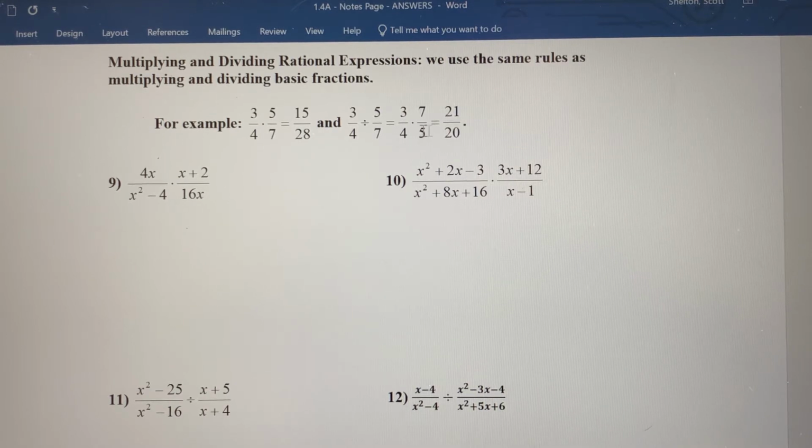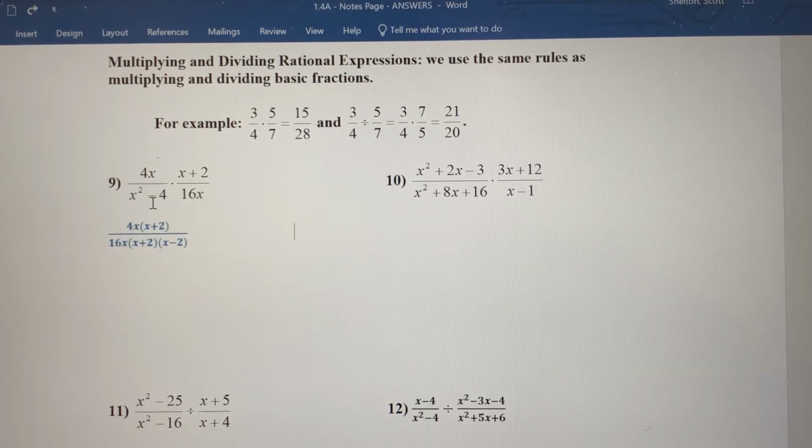Now, neither of these fractions could be simplified, but you always want to try to simplify in the last step if you can, okay? So in number 9, I've got this fraction times this fraction, okay? I'm going to want to factor where I can, so this denominator can be factored. So I'm just going to go ahead and multiply numerator times numerator. I'm going to factor in the denominator. This is x plus 2, x minus 2. That's where this comes from. And then I'm going to put the 16x out front.